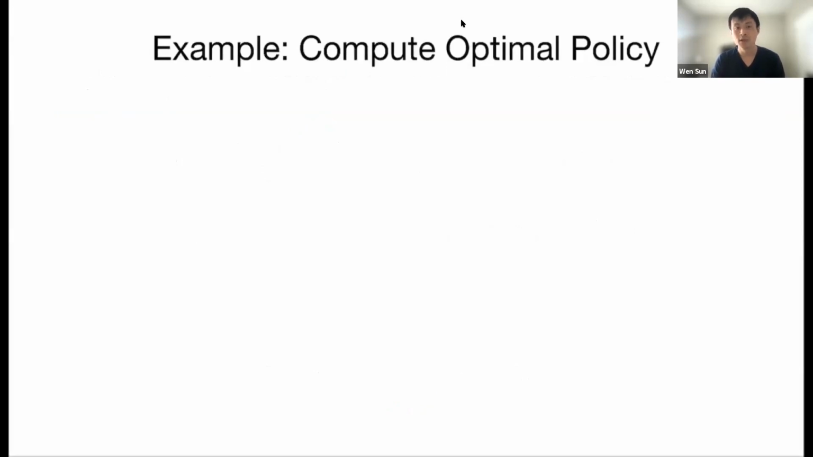We quickly went through the dynamic programming process, but maybe let's slow down a little and look at an example of how to compute the optimal policy. Here, let's consider a very simple Markov decision process: a grid world.